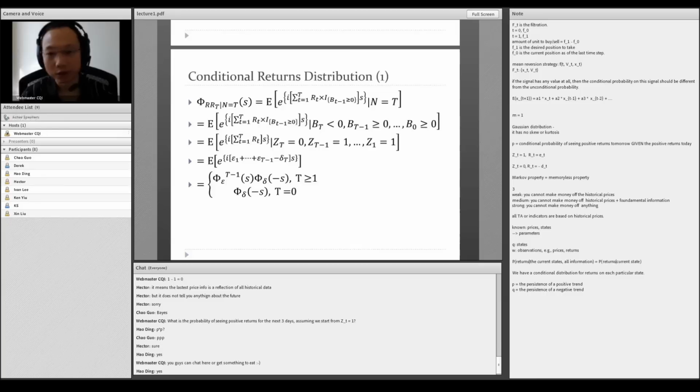Another way to describe a random variable is using the characteristic function, and this is it. Characteristic function is another way to describe a random variable. And if you don't know what that is, you can look it up on wiki, as I'm going to show you.